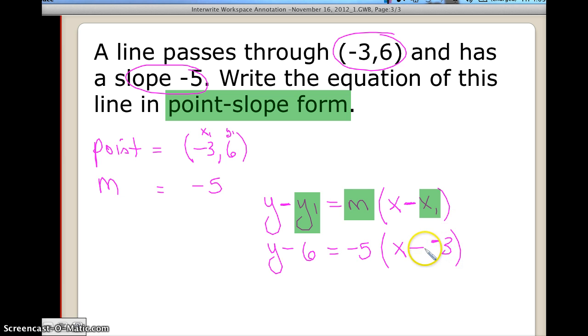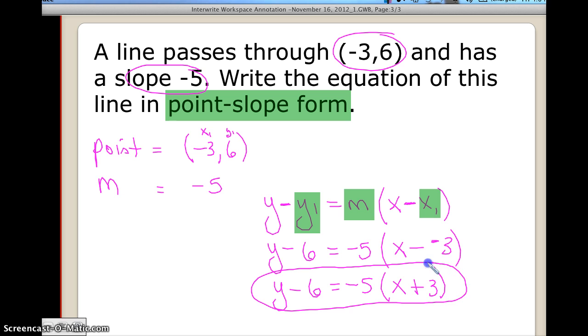So notice I have a minus minus, which means that that's going to turn into a plus. So you're going to end up with y minus 6 is equal to negative 5 times x plus 3. That is the answer in point slope form. So when you see a plus here, it means that your x coordinate was a negative. If you saw a plus here, it means that this would have been a negative to change it to a positive.